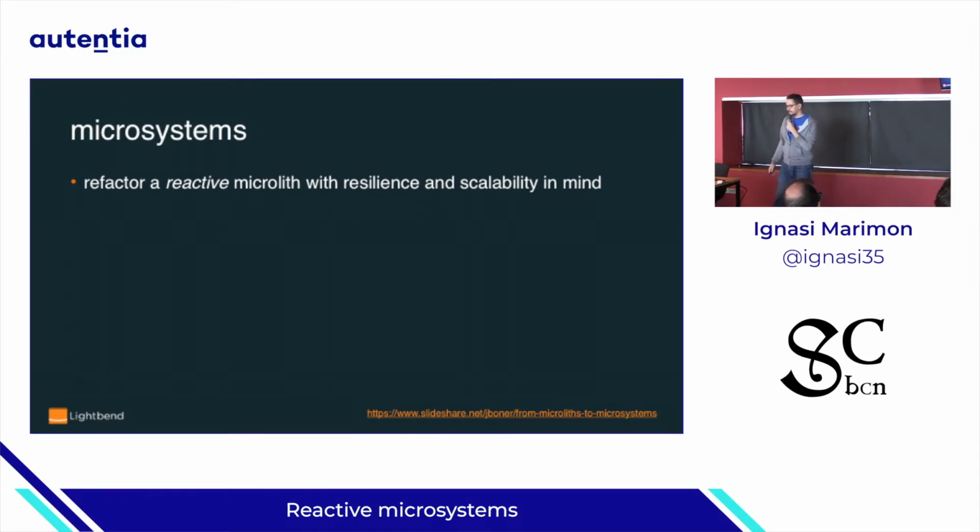So microsystems is what we aim to get when we need to refactor our microleaf, reactive or not, with resilience and scalability in mind. Again, we split the monolith because we have several teams, but there's this team that is getting hit a gazillion times per second. They need to do something that really scales well, hundreds, thousands, I don't care, lots of instances, okay?